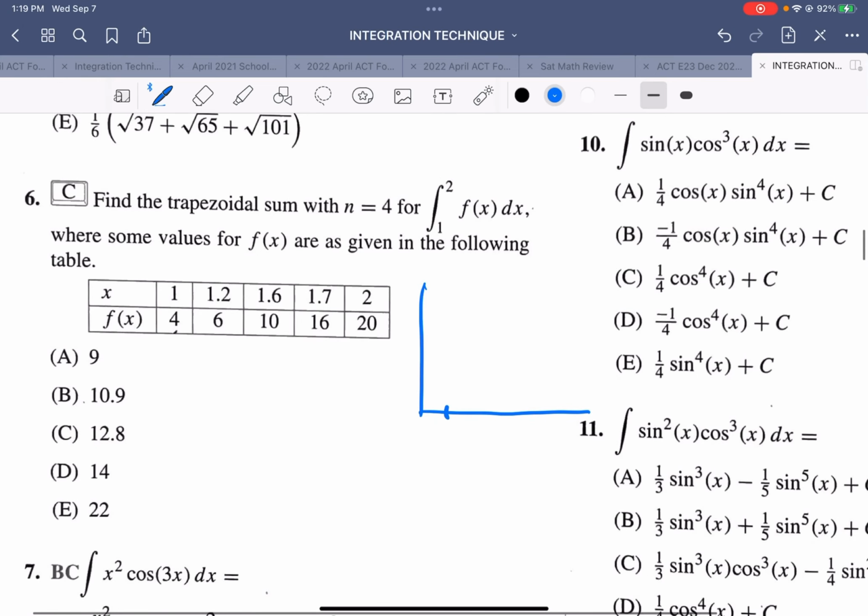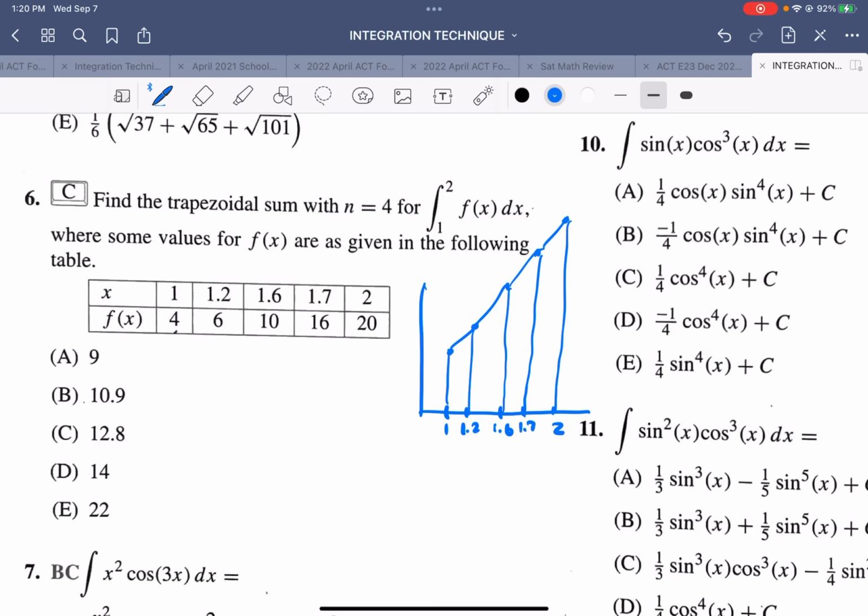So let's say 1, 1.2, 1.6, 1.7, and 2, like that. And the y values that time are 4, 6, 10, 16, and 20. So you have trapezoids 1, 2, 3, 4. Those are the 4 trapezoids you have.